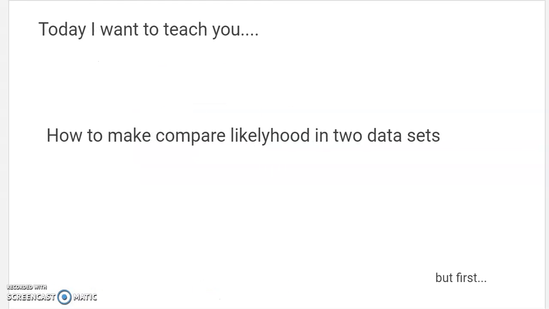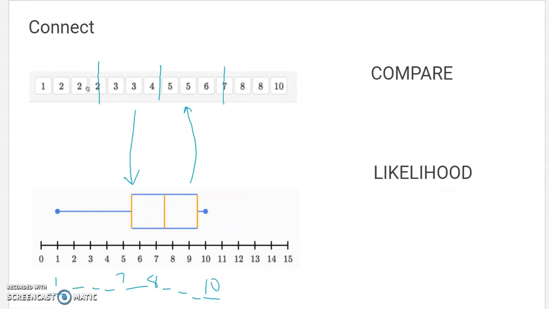Another word in the title, you'll notice we're going to compare likelihood in two data sets. Let me remind you what those words mean in math. Compare in math doesn't mean the same thing it means elsewhere. It usually means we're comparing values. So we talk about things being greater or less or equal in value when we're comparing, sometimes with those signs too.